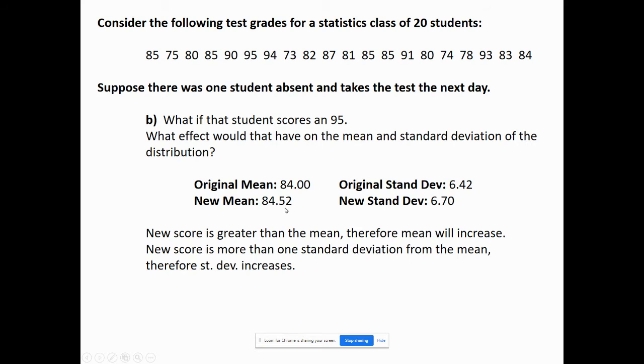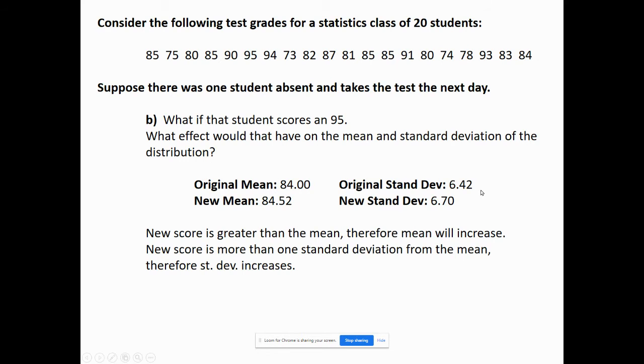The new mean is 84.52. The new standard deviation is 6.7. The new score is greater than the mean, therefore the mean will increase. That's common sense. If you're in a class and your average for the marking period is an 84, and you take a test and you get a 95, if you did better than your average, it's going to increase your grade.